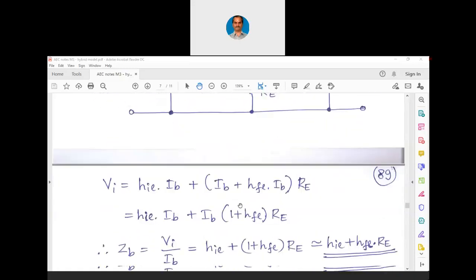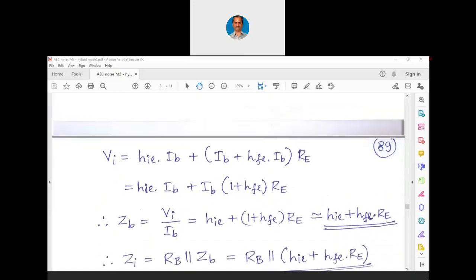So now ZB is Vi by IB. Impedance at the base is input voltage at the base divided by base current. So this IB gets cancelled and we get HIE plus 1 plus HFE into RE. We can ignore that 1. When we ignore that 1, it is HIE plus HFE into RE. This is ZB. Now Zi is RB parallel with ZB. That's all. That means Zi is RB parallel with HIE plus HFE into RE. This is the expression for input impedance.